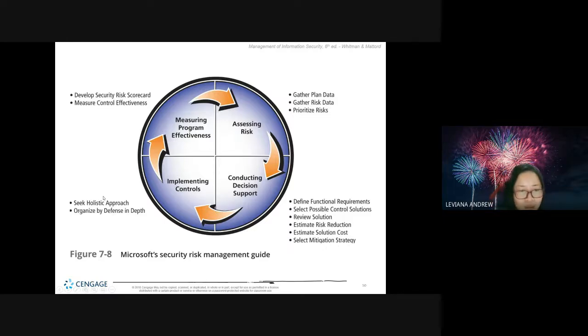Then implement the control. Seek holistic approach by asking everyone. Okay, ataupun yes, you ask everyone lah whether this approach can protect in all aspects of the risk. And then organize the defense in depth. Masuk dalam lagi. And then lastly, measure program effectiveness. Develop security risk scorecard. Adakah berjaya? And then measure control effectiveness. Adakah berjaya mencapai the target?